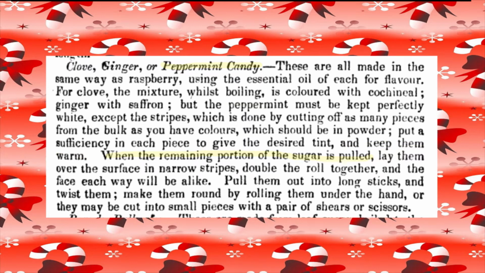When the remaining portion of the sugar is pulled, lay them over the surface in narrow stripes, double the roll together, and the face each way will be alike. Pull them out into long sticks, and twist them. Make them round by rolling them under the hand, or they may be cut into small pieces with a pair of shears or scissors.